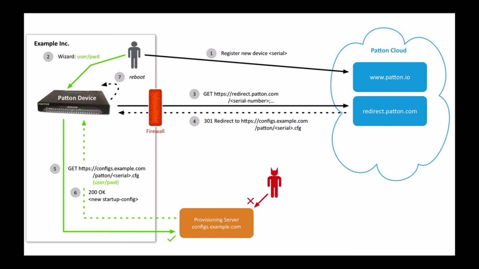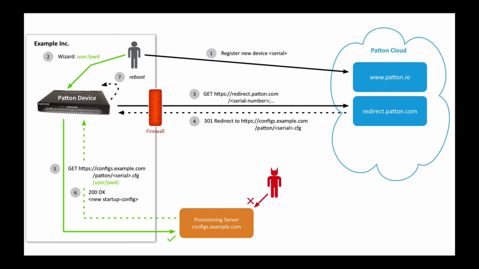The first one is an extra step for the operator. In addition to registering the device with the Patton Cloud, the operator also has to execute a wizard on the device before connecting it for the first time, and that wizard is used to enter a username and a password, such that the first request then goes to the provisioning server with the provided username and password. And the provisioning server, for its part, has to be secured in such a way that it only allows valid usernames and passwords to retrieve a configuration.